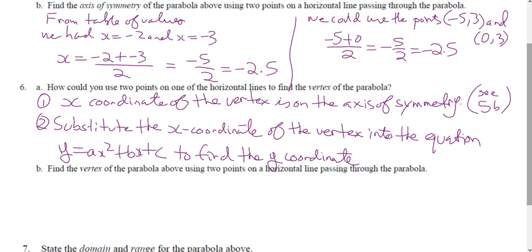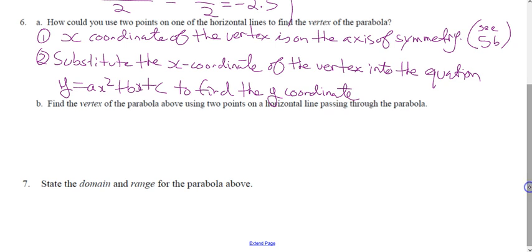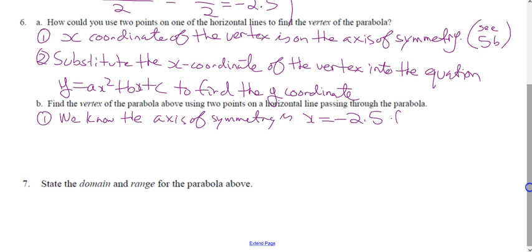All right, find the vertex of the parabola above using 2 points on a horizontal line passing through the parabola. Okay, so it's just going to become a more general question. We've already done part of it. But find the x coordinate. So number 1, we know the axis of symmetry. Axis of symmetry is x equals negative 2.5 from 5b.